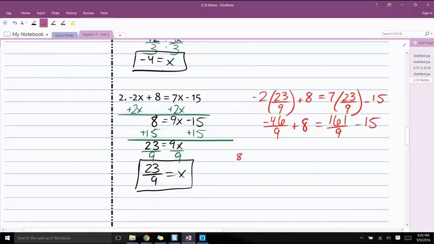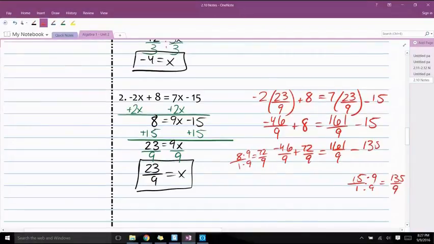Okay, we know we need a common denominator, so really quick, 8 over 1, I'm going to do times 9. That's 72 over 9. Negative 46 over 9 plus 72 over 9 equals 161 over 9 minus 15 over 1 times 9 is 135 over 9. So we're subtracting 135 over 9.